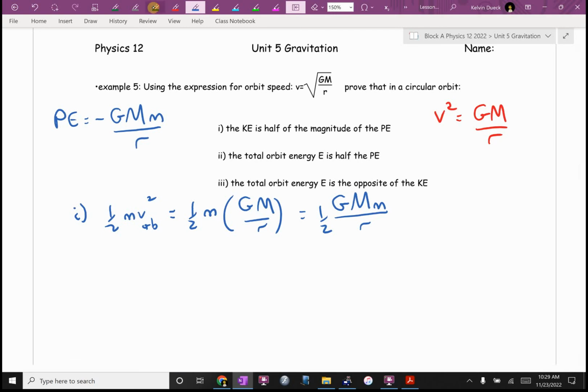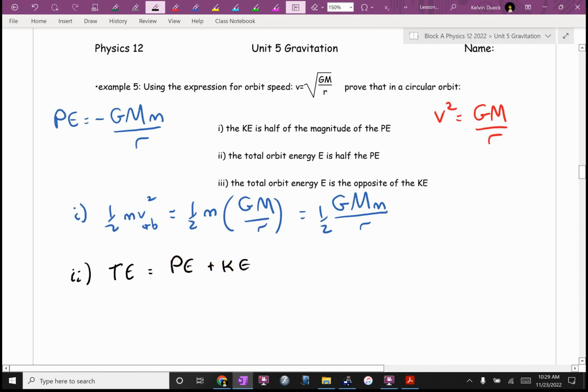Sienna, what does the second thing want me to prove? Total energy. Well, total energy would be the potential plus the kinetic at that location. I think that's what total means. The potential energy is negative big G, big M, little m over R. And we just showed the kinetic energy is a half big G, big M, little m over R.